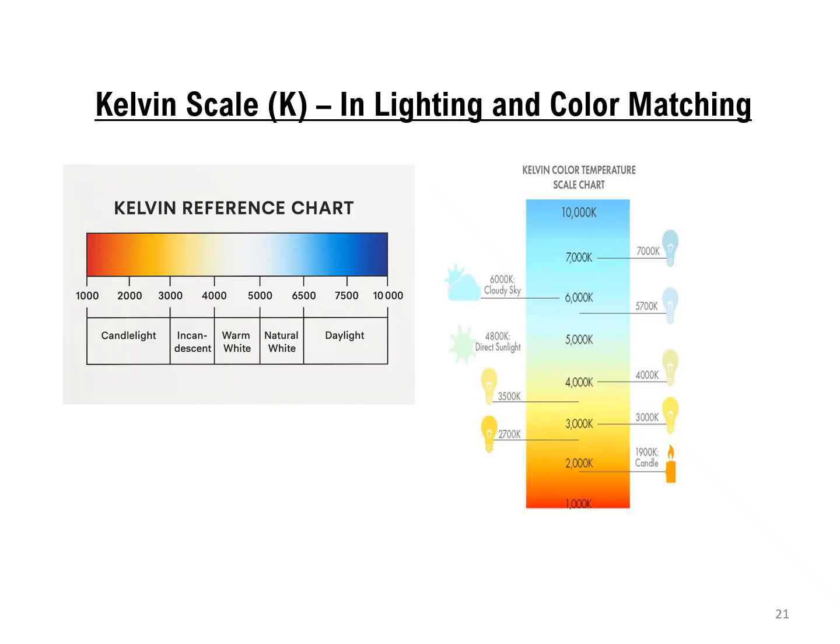Here are two pictures of the Kelvin scale in lighting and color matching. You can observe that 5000 to 6500 K represents natural white, which is the best light to observe and evaluate color matching.